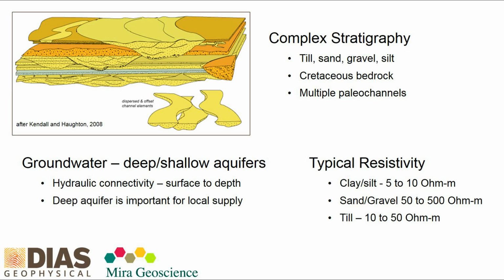Typical resistivities that we expected in this survey were 5 to 10 ohm meters, so fairly conductive for the finer material. Sand and gravel was 50 to 100 ohm meters, and the till lies in between, so there's a bit of overlap in the physical properties of the geology in the area. And the shale bedrock is quite conductive at around 5 ohm meters.